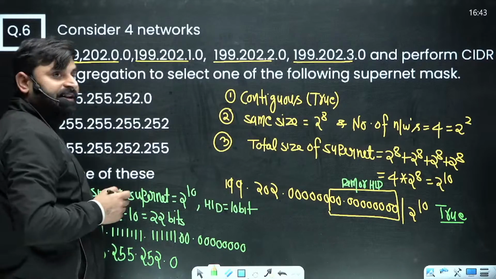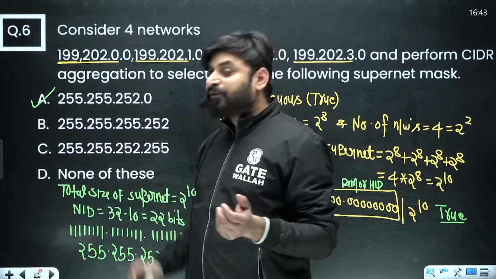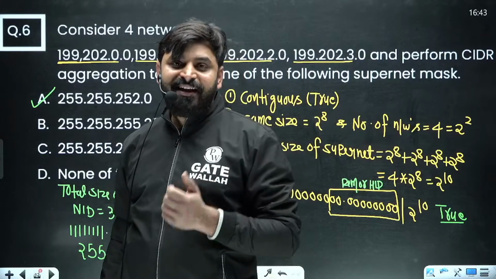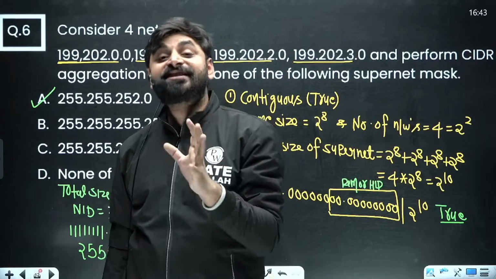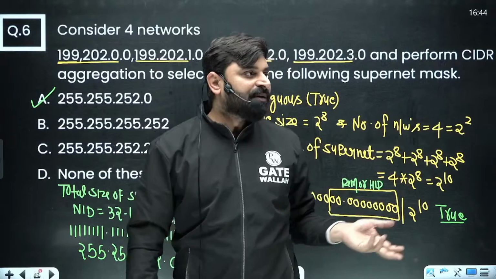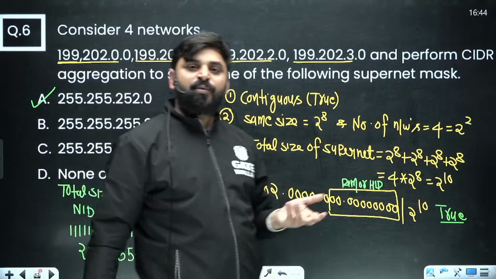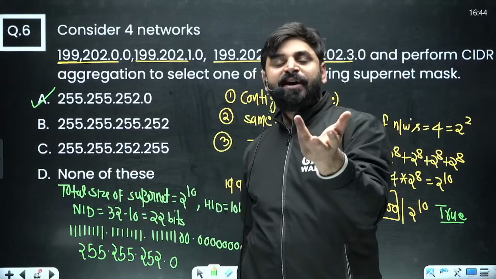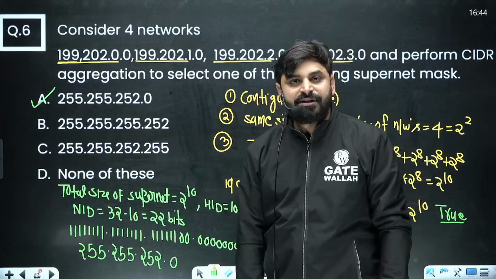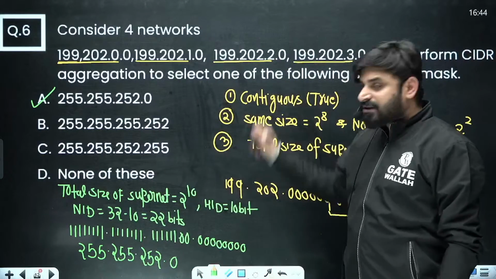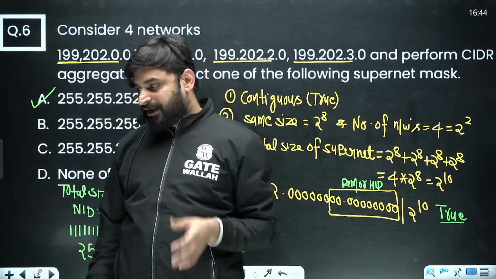If none of these is available, sometimes they can ask for none of the above, because that answer may be correct when supernetting is not possible. So for the safer side, we have to check all 3 conditions. Otherwise, simply we can solve it: 2 power 8 four times gives total size 2 power 10, host ID 10 bits, network ID 22 bits, so the supernet mask has 22 ones. I did this because we have to check whether all 3 conditions are satisfied. Is it clear?